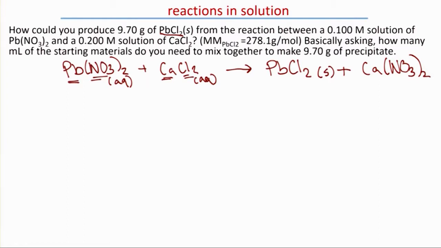And if you remember your rules correctly, you would say, oh, all nitrates are soluble, which would mean this would be aqueous. So when we mix these two reactants together, we will form a precipitate, and that precipitate will be the lead II chloride. We want to make 9.7 grams of this product. Now, it does not tell me anywhere in here the percent yield of this reaction, so in order to do this correctly, we're going to assume 100% yield.